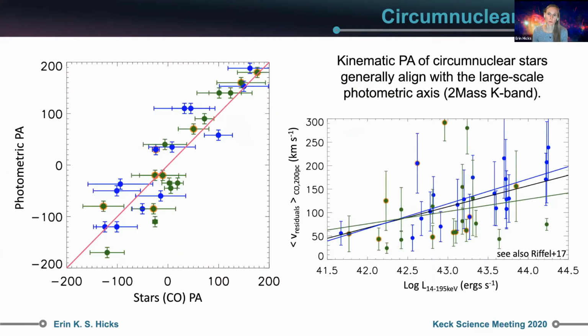What we find when we compare the kinematic PA for these stars in the circumnuclear region to the large-scale photometric axis determined from K-band imaging with 2MASS is that there's general agreement, so the circumnuclear stars are aligned with what is seen in the host galaxy. Interestingly, when we look at the residuals of the circumnuclear stars, so again, subtraction of that symmetrized field from the measured velocities, we see those galaxies that tend to have a higher hard X-ray luminosity are those that have higher residuals. This is suggestive perhaps of feedback to the stellar component in that circumnuclear region.